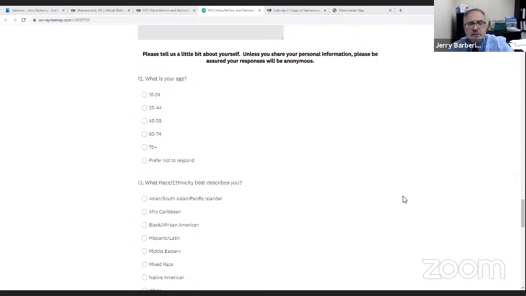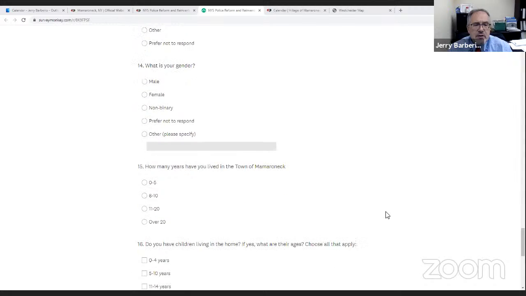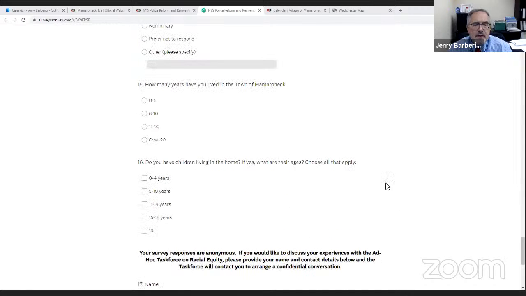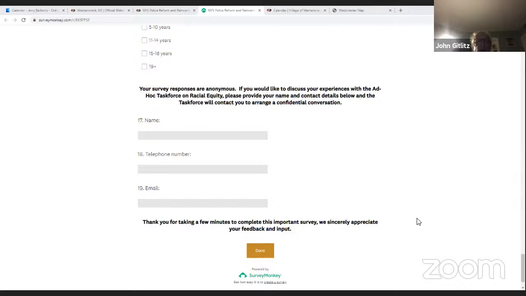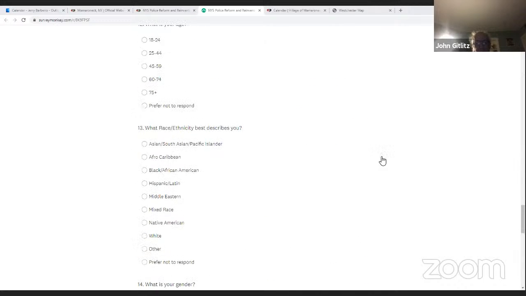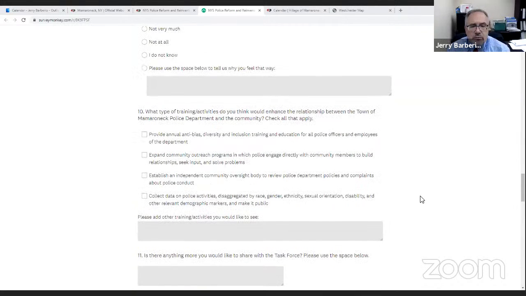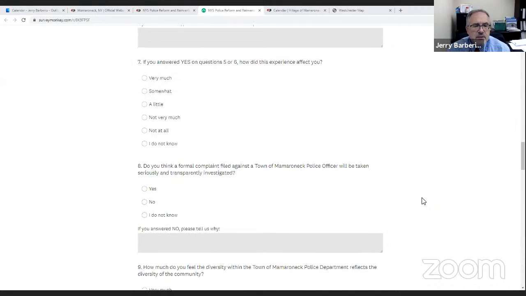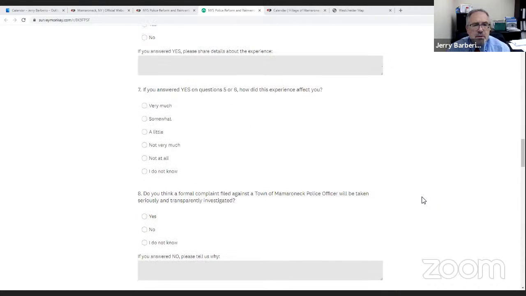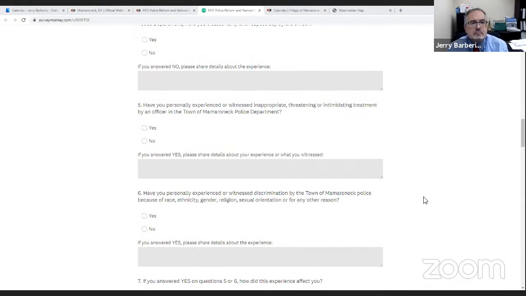So the demo questions are very similar to ours. Your age group, race, ethnicity, gender, how many years you lived in Mamaroneck, do you have children, what are their ages, those kinds of things. There's no economic level. Did we have an economic level in the other survey? We did not. No, we didn't. We basically used the demo questions that you had provided us. We just polished them up. That doesn't mean I didn't think of other things afterwards. Yeah, I know. Don't we all?